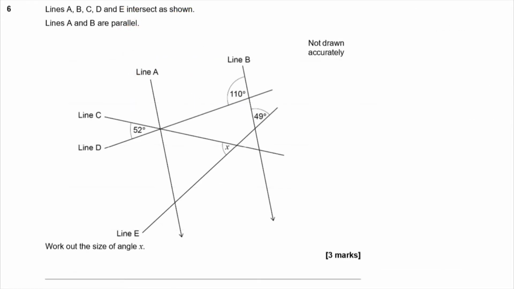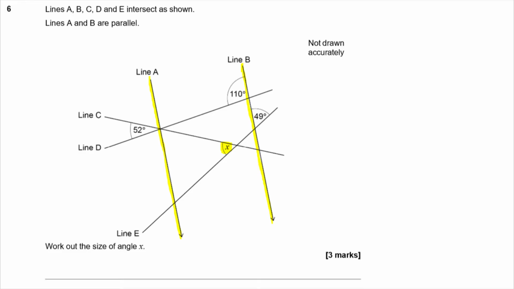Question 6. Lines A, B, C, D and E intersect as shown. Lines A and B are parallel. Work out the size of angle X. Okay. I'm just going to mark our parallel lines because it's easy to get confused otherwise with your alternate and corresponding angles and things. Okay, so it's got a bit of a veritable forest of lines going on here. Now we're trying to get this x here, but with these sort of questions, you don't overly focus on the thing you're going to find. Just kind of work your way around the diagram, really.